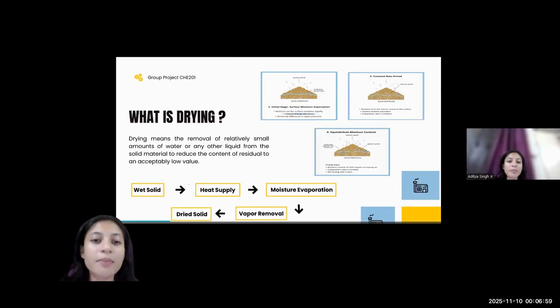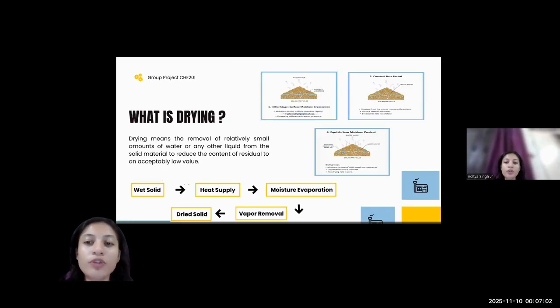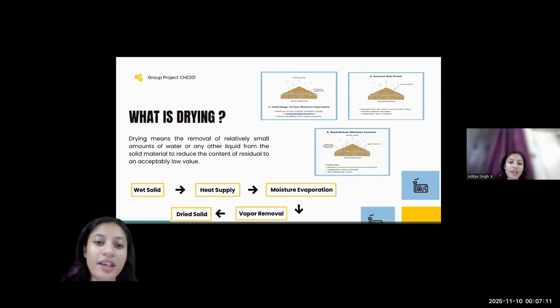So what is drying? Drying means removing small amounts of water or other liquids from solid materials to reduce their moisture to a low and acceptable level. In simple terms, it is the process of evaporating moisture from a wet solid using heat. As shown in this flow diagram, a wet solid is first applied with heat, which causes moisture to evaporate. Then the vapor is removed and we get the dried solid as the final product.